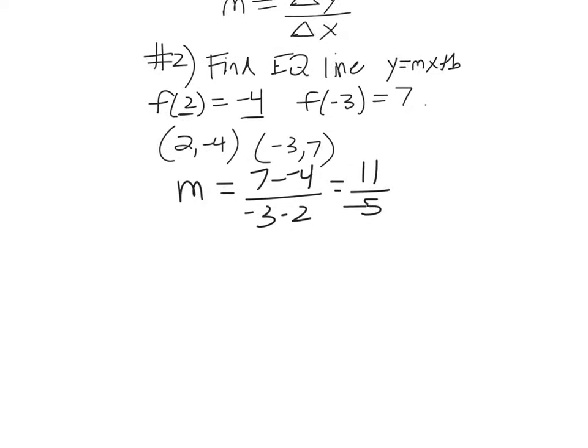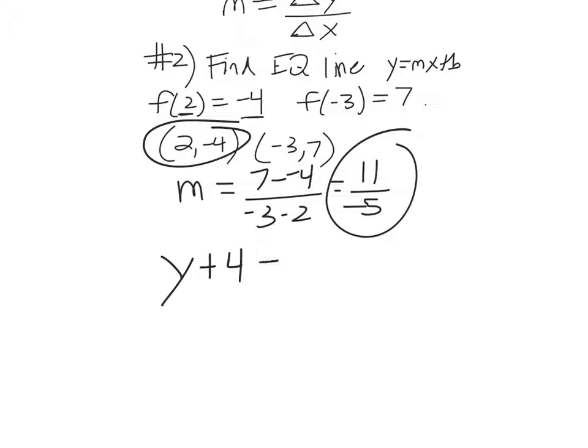Okay, so now I'm going to pick a point. It doesn't matter which point. I'm just going to choose the first one, and I'm going to put this into point-slope form. So we'll go y plus 4 equals -11/5 times (x minus 2). Okay. Let me see. Does your book have you do this? Looks like it. And now let's go ahead and distribute.